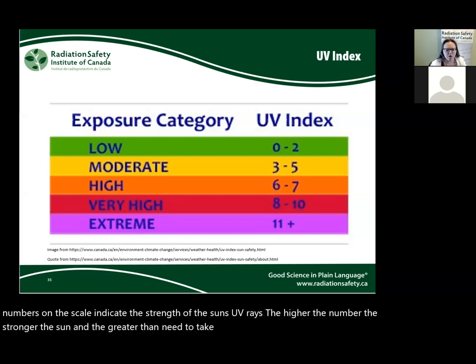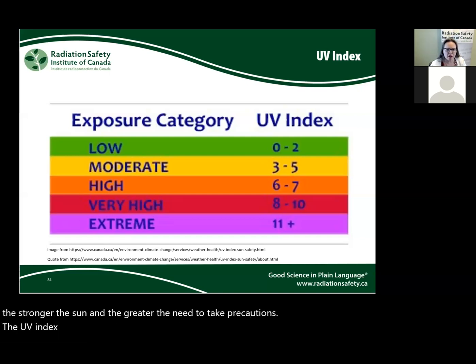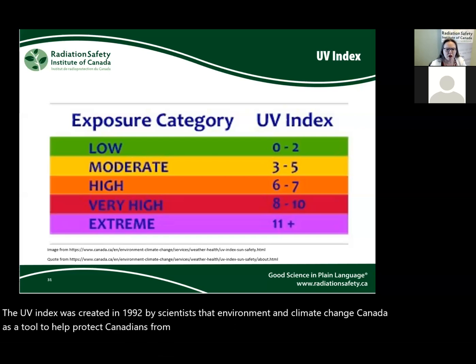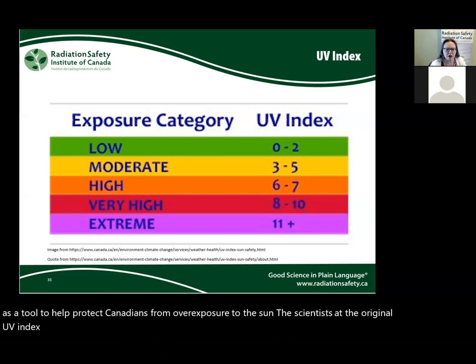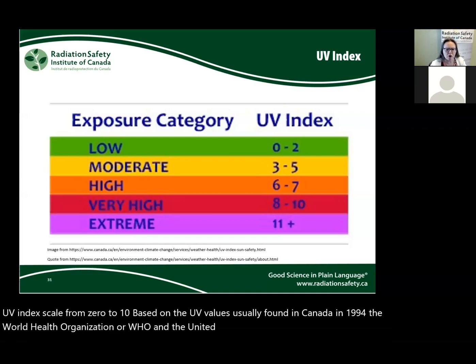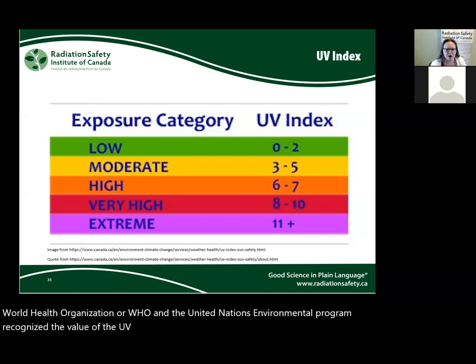The UV index was created in 1992 by scientists at Environment and Climate Change Canada as a tool to help protect Canadians from overexposure to the sun. The scientists set the original UV index scale from 0 to 10 based on the UV values usually found in Canada. In 1994, the World Health Organization, or WHO, and the United Nations Environmental Program recognized the value of the UV index and adopted it as an international program.